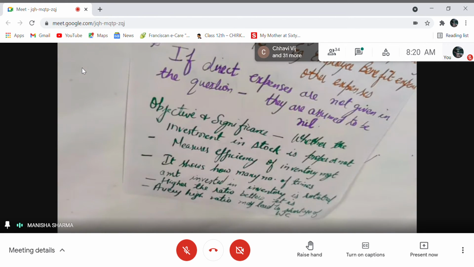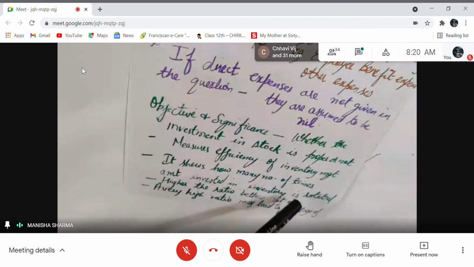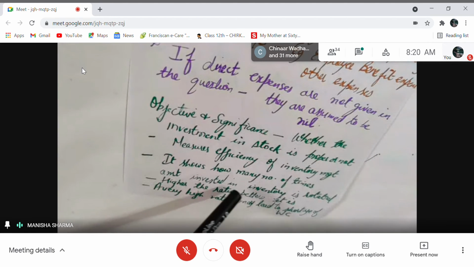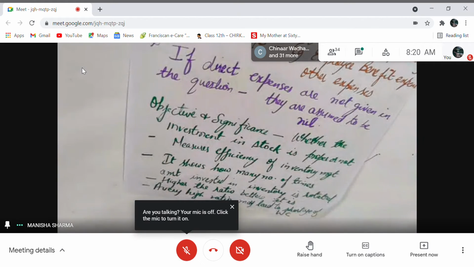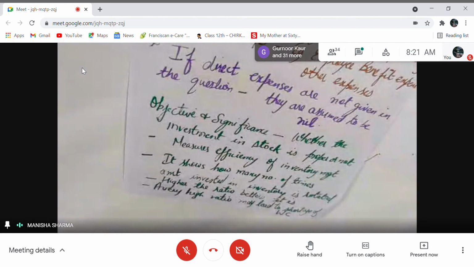Higher the ratio, better it is. It shows how many times the amount invested in inventory is rotated. How do you come to know the number of times it is rotated? As we calculate, how many times is the inventory, as part of COGS, rotated? Higher the ratio, better it is.